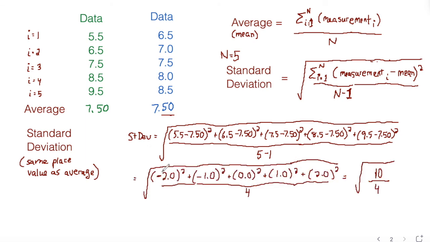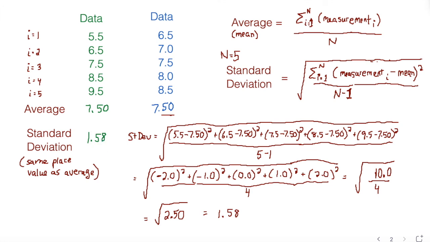So here's what that looks like when we do the subtractions. We have a -2, a -1, 0, 1, and 2. Each of these differences has to be squared. So we have 4 plus 1 plus 0 plus 1 plus 4, which is 10. The denominator is 4. I guess technically we should keep this as 10.0 over 4. So we have the square root of 2.50, which is 1.58. So keeping 2 past the decimal to match the average, we'll report this as 1.58.